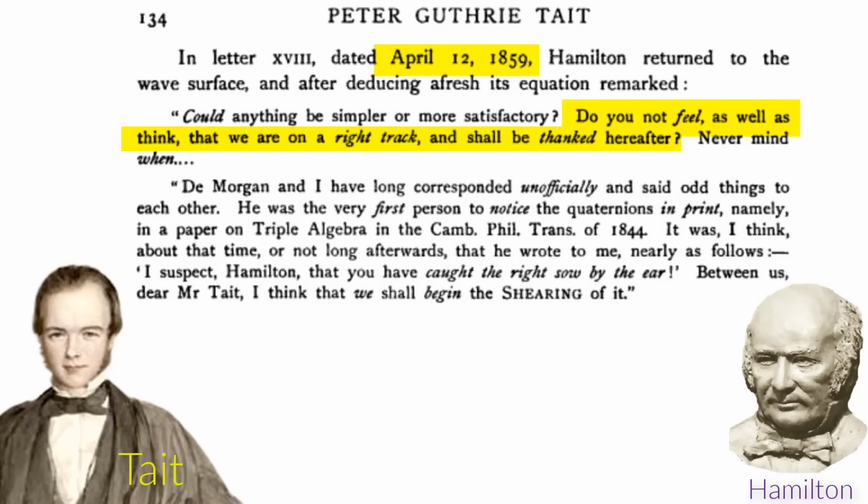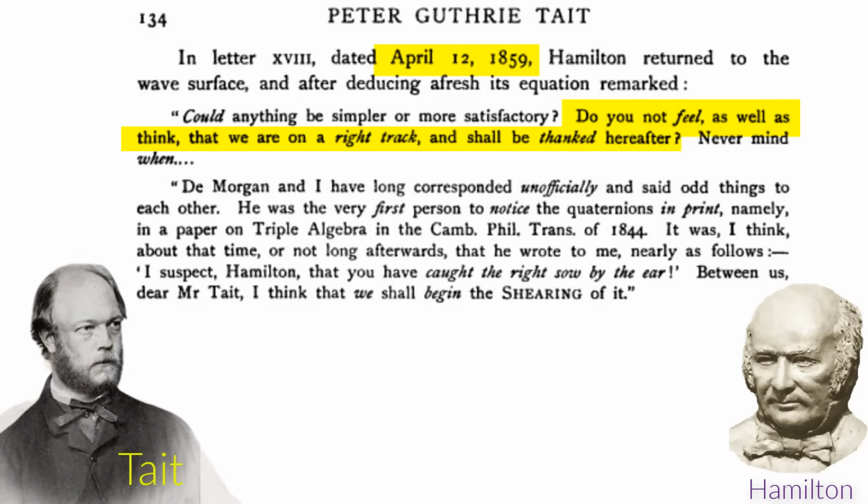Soon the letters were flying back and forth between Oxford, England, where Tait was working, and outside Dublin, Ireland, where Hamilton was the royal astronomer. By April 1859, Hamilton wrote Tait, "Do you not feel as well as think that we are on the right track, and shall be thanked hereafter?